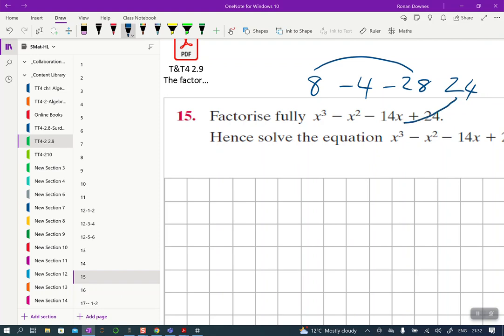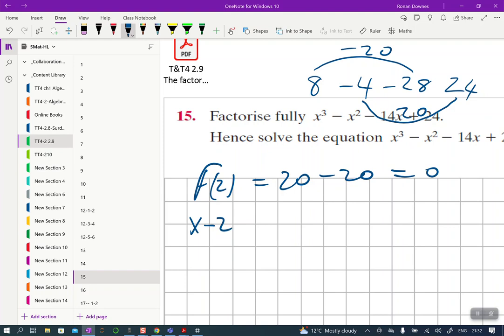Okay? So this is a 2z test, if you like. And we have a negative 20 and a plus 20. Okay? Which means 2 is fine, isn't it? The way it is. So f of 2 leads to 20 take 20 equals 0. Okay? So x minus 2 is a factor. And now we're going to proceed to polynomial division.